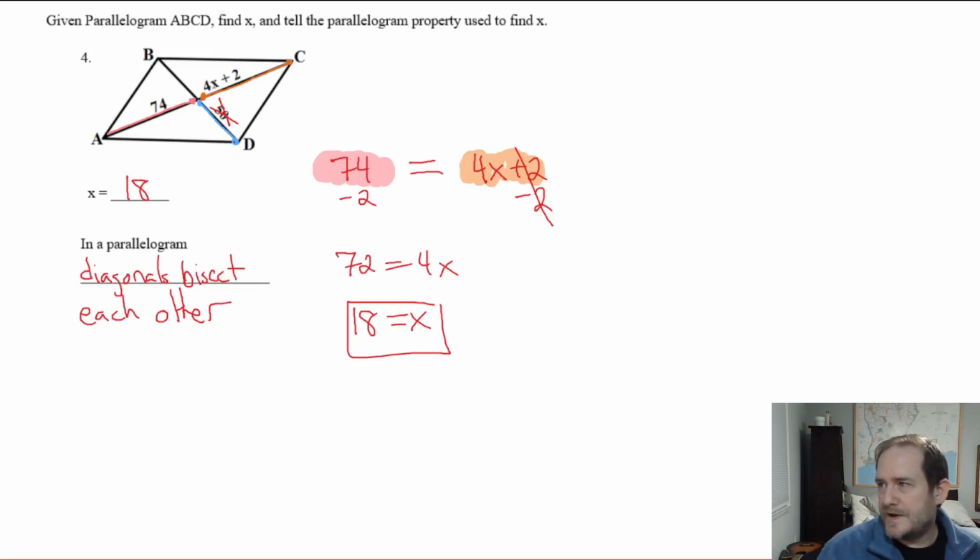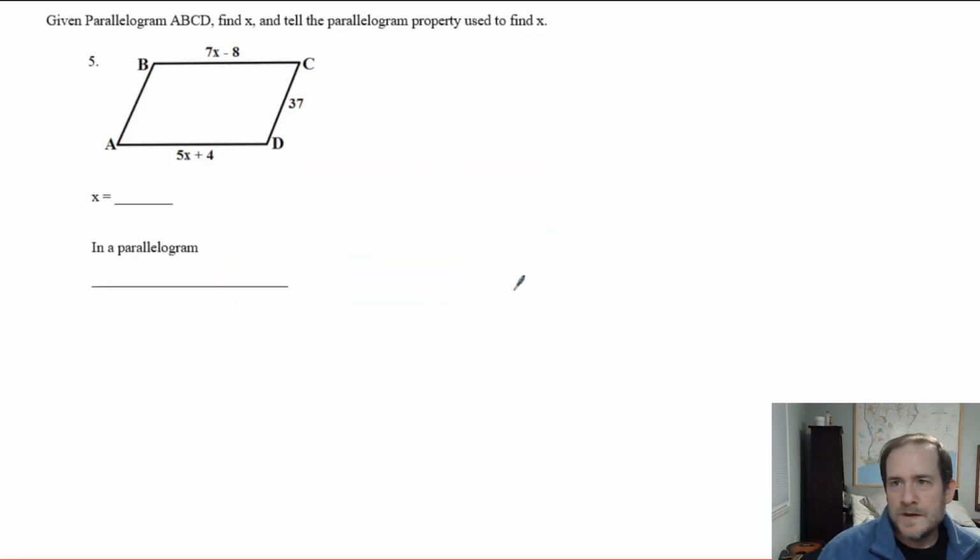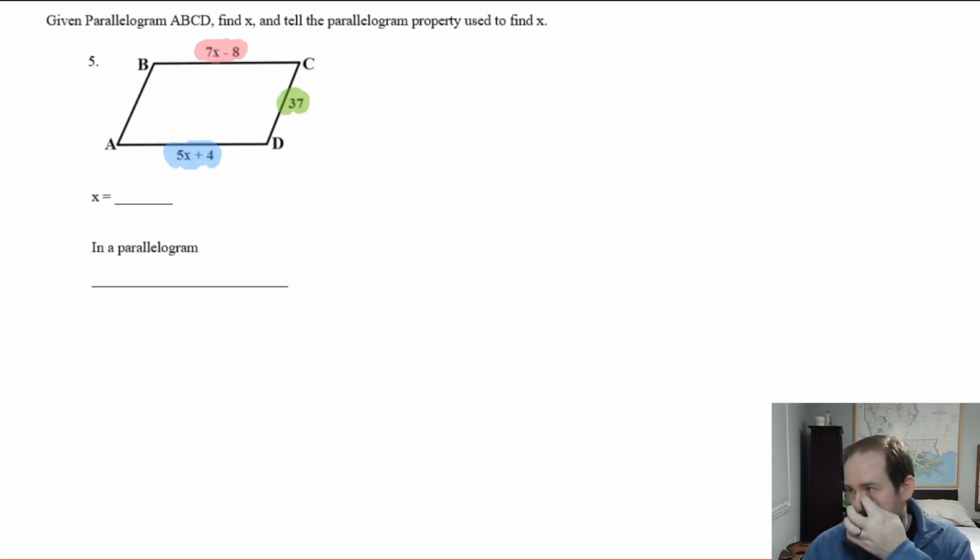All right, what about the next one? Okay, another one. So this is another one that kind of gives us a little bit of extra info. We've got that pink algebraic expression over there. In green, they're telling us that that side is 37. And then down here in blue, they're telling us that this side is 5x plus 4. So again, who matters? Does the blue equal the green, or does the green equal the pink, or does the blue equal the... It's the blue equals the pink, right? I like to think you guys knew that.